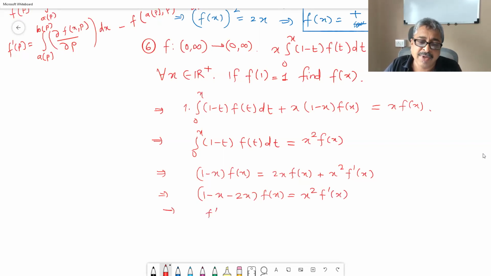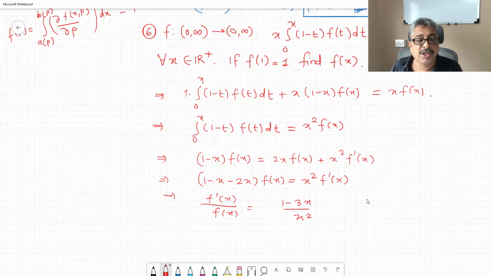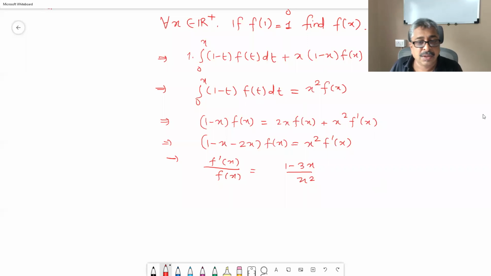This implies f dash of x upon f of x is equal to 1 minus 3x upon x square. Right? If we now integrate both sides, we should get log f of x. Integrating both sides, we get log f of x equal to integral of 1 minus 3x upon x square.